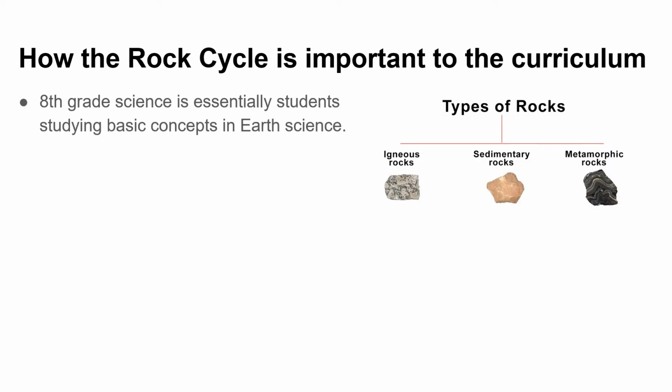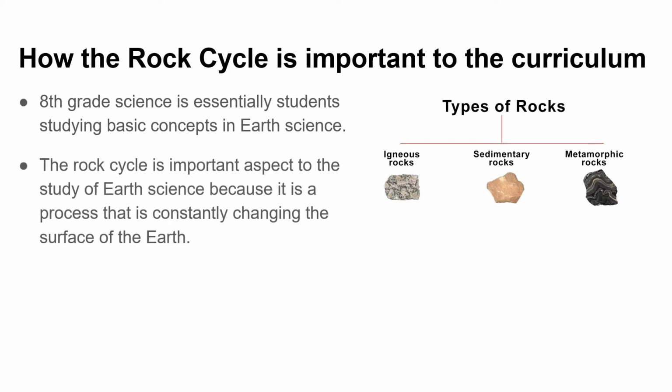The rock cycle is an important part of the 8th grade science curriculum simply because students in 8th grade science are learning about big ideas in earth science. The rock cycle is an important element to the study of earth science because it demonstrates how things are constantly changing on the surface of the earth. As rocks undergo processes and become different kinds of rocks, it demonstrates how earth is constantly changing.